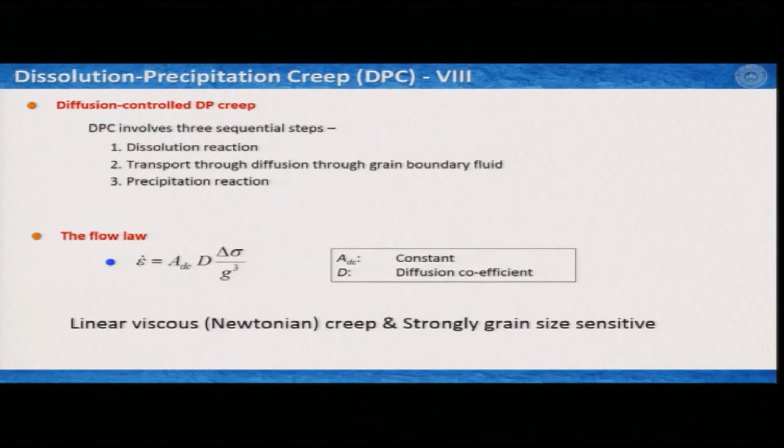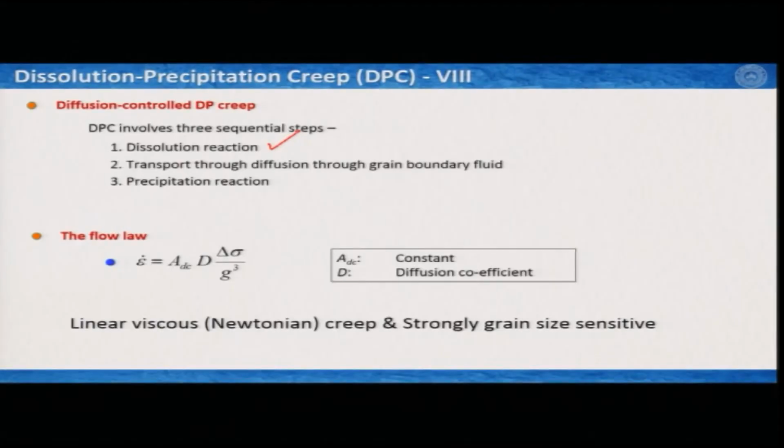It happens in three different stages, which are in sequence. First, you have a dissolution reaction, that means you have to dissolve your material, then you have to transport it through the mechanism of diffusion, in this case mostly along the grain boundaries or through an open space, and then it has to precipitate somewhere. So, the first is the dissolution reaction, then transport through diffusion through grain boundary fluid, and then precipitation.